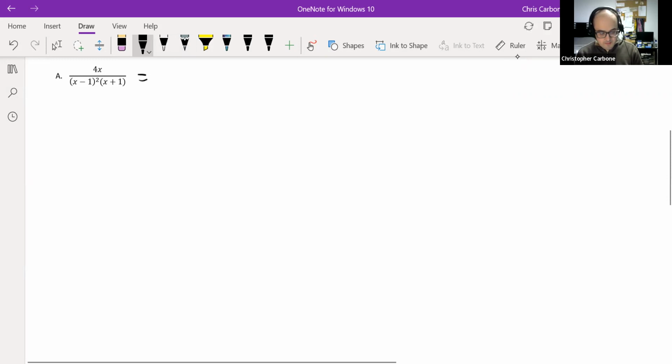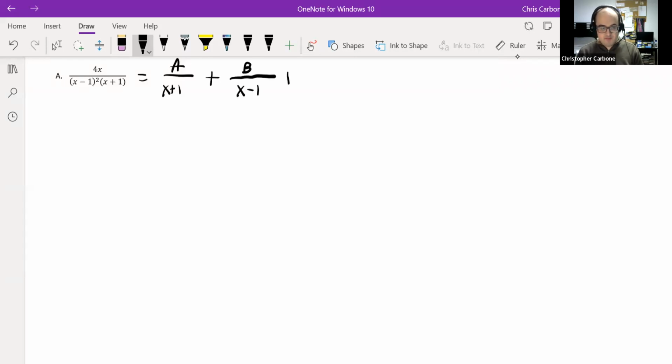So to first do the distinct one, this would be A divided by x plus 1, right? Since that one's the distinct one. For the x minus 1 squared term, since it's squared, we're first going to do B divided by x minus 1 plus C divided by x minus 1 squared.